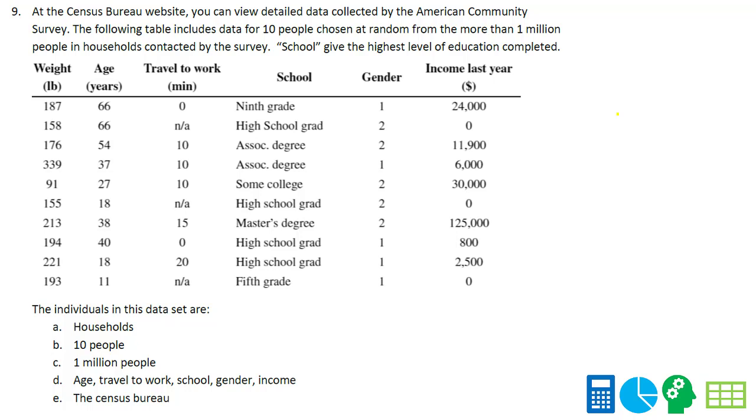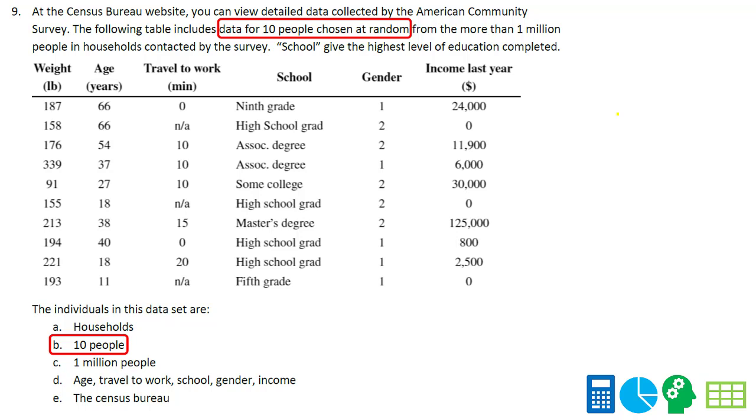Question 9. At the Census Bureau website, you can view detailed data collected by the American Community Survey. The following table includes data for 10 people chosen at random from more than 1 million people in households contacted by the survey. School gives the highest level of education completed. So who are the individuals? Well, they surveyed 10 people, so these are the people they gathered data from. Those 10 people are the individuals. So make sure you understand that when we talk about an individual, it's the subject you record data for.